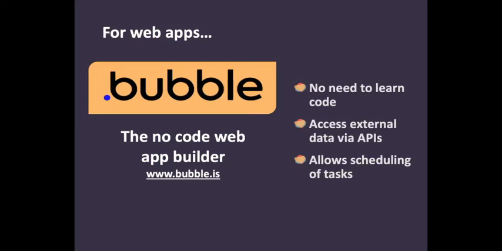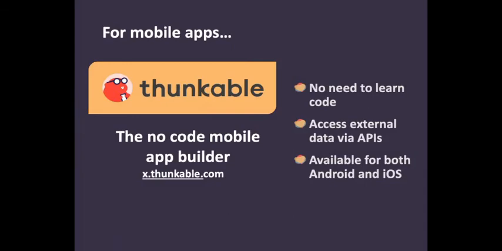So Bubble is great, and I'll do a tutorial video after this where you can see how to use it and just how flexible it is. The next one is Thunkable. Thunkable is basically the mobile app version of Bubble. They're unrelated companies, but they do kind of the same thing in that you don't have to learn to code. They let you access external APIs. And Thunkable can let you deploy mobile apps for both Android and iOS, which is really cool.